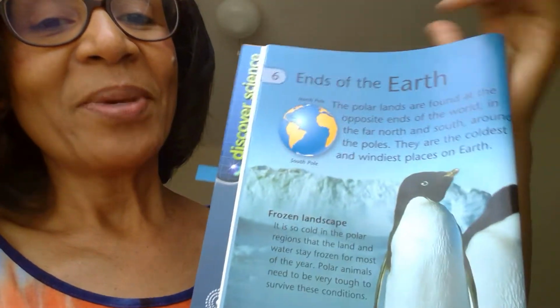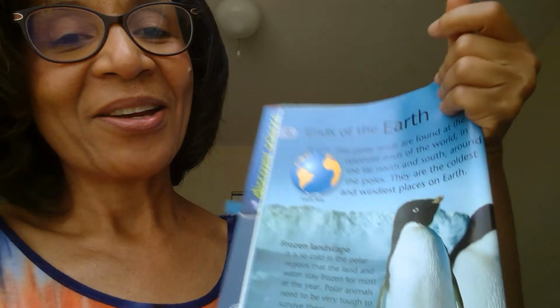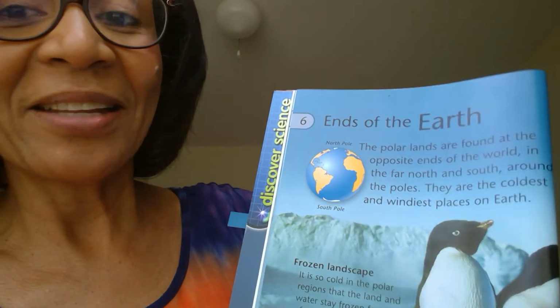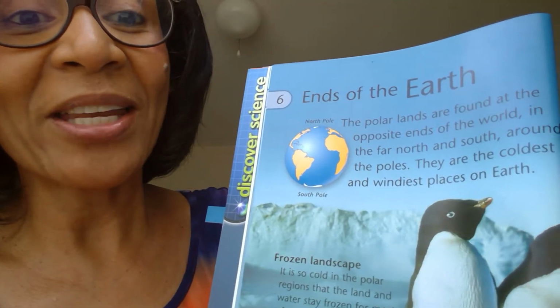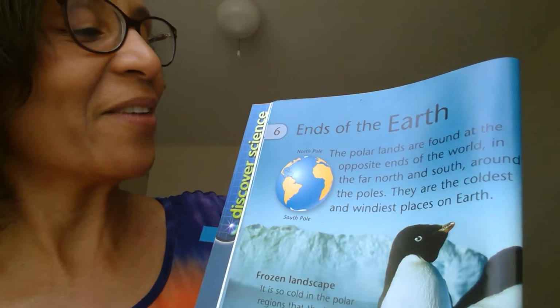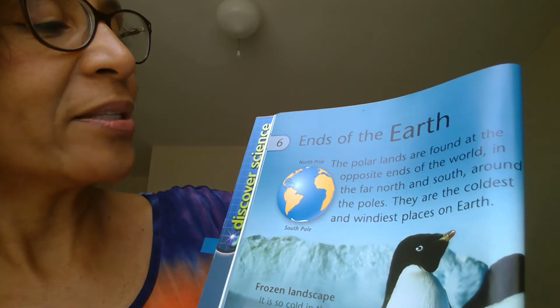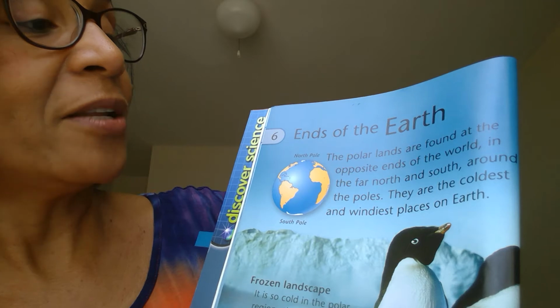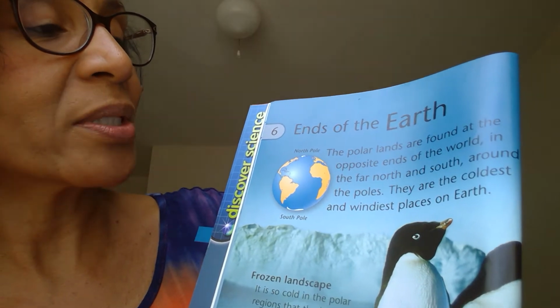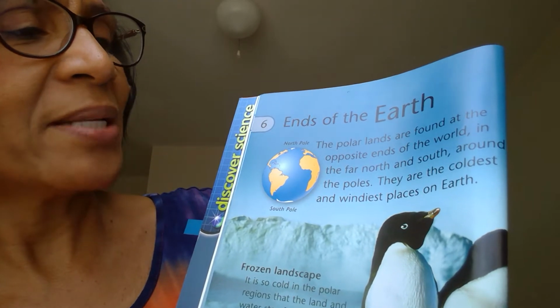Our first topic is Ends of the Earth. I want you to be able to read along as I read this book. So I'm trying to see if I can make sure that you'll be able to see the writing well. Okay. The polar lands are found at the opposite ends of the world, in the far north and south around the poles. They are the coldest and windiest places on Earth.